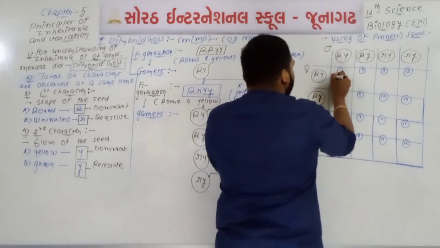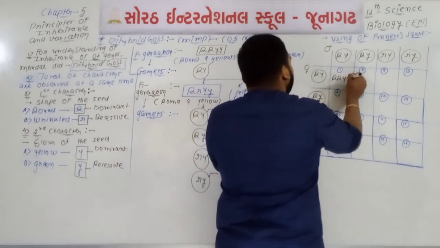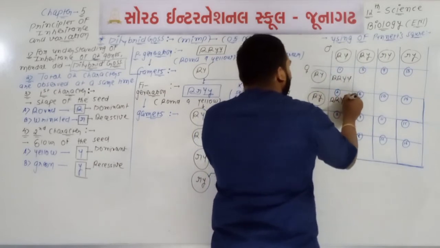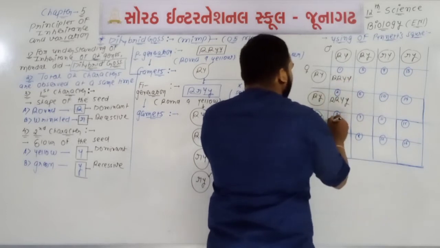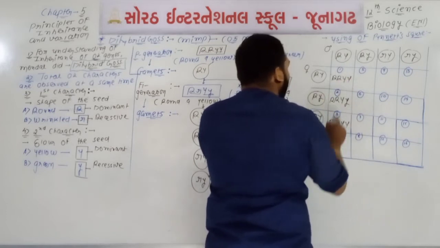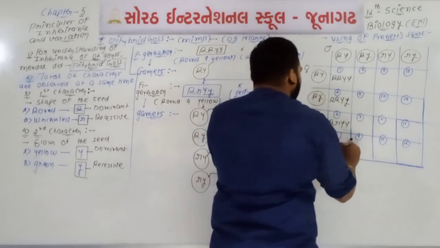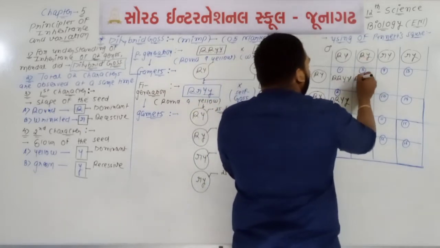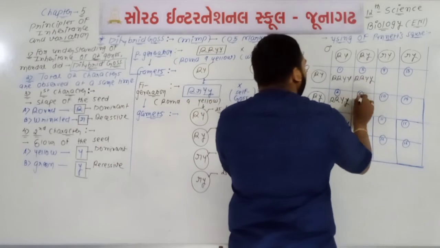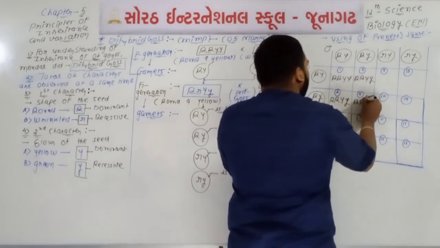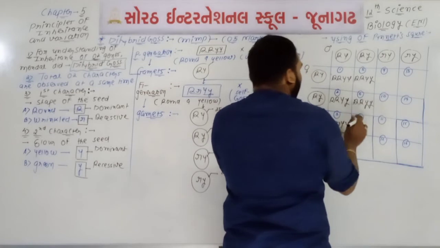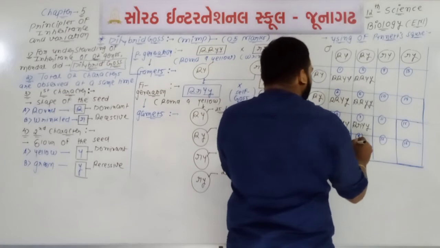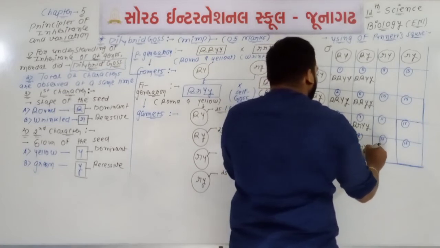First one we can say is capital R, capital R, capital Y, capital Y. Second one capital R, capital R, capital Y, small y. Third one capital R, small r, capital Y, capital Y. Fourth one capital R, small r, capital Y and small y. Okay. Fifth one capital R, capital R, capital Y, small y. Sixth one capital R, small y and small y. Seventh one capital R, small r, capital Y, small y. Eighth one capital R, small y and small y.